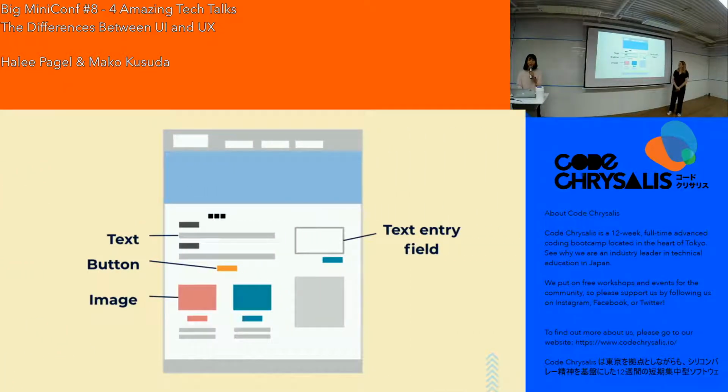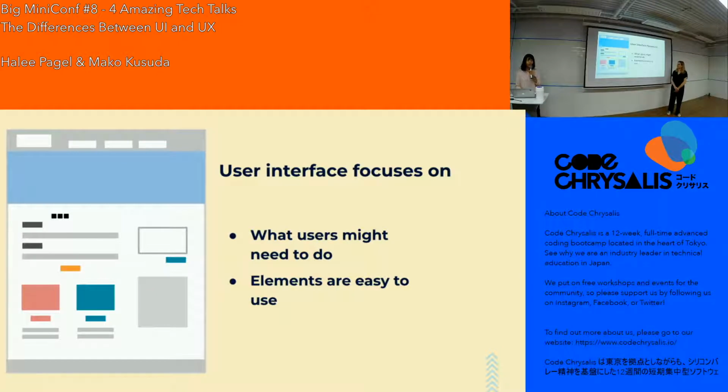The user interface is a graphical layout of an application. It consists of buttons users click on, text they read, images, text entry fields, and all the rest of the elements the user interacts with. This includes screen layout, transitions, interface animations, and every single micro interaction. User interface design focuses on anticipating what users might need to do and ensuring that the interface has elements that are easy to access and understand.